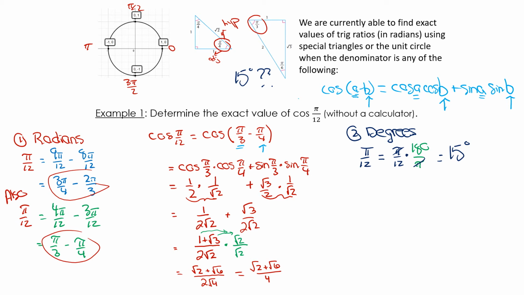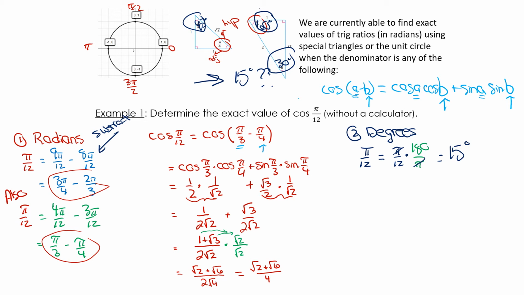These ones, if I fill them in, this one's a 30, this one is a 60, and then these are 45s up here. So how could I use the 30, the 60, the 45? How could I subtract them to get a 15? So the same idea I had here. I wanted to subtract to get the pi over 12. I want to subtract to get 15.